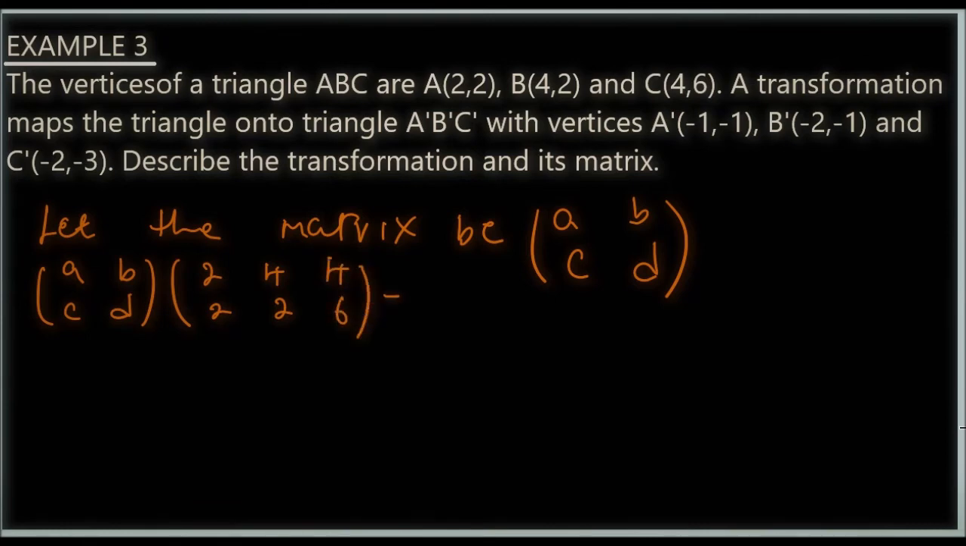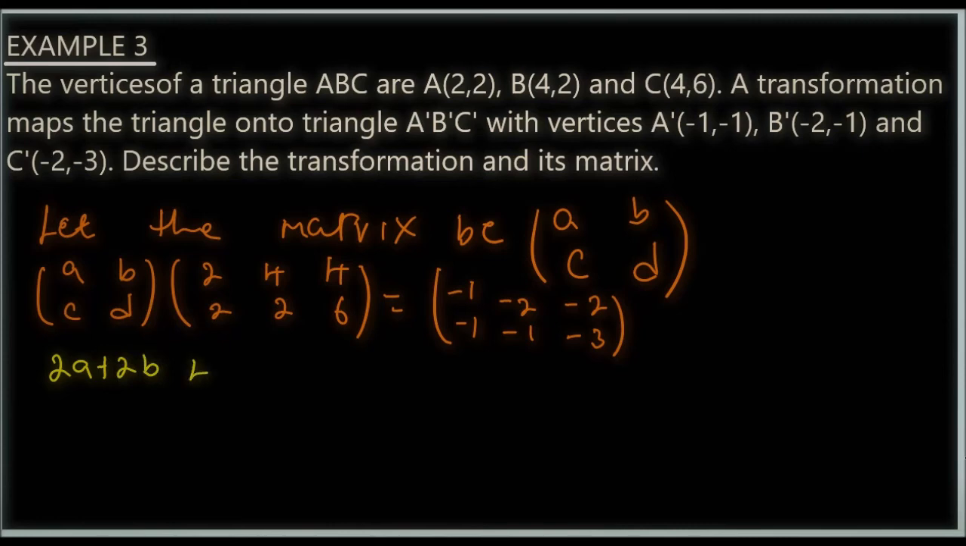You multiply, it should be equal to the matrix of the image, which is minus 1, minus 1, minus 2, minus 1, and minus 2 and minus 3. So when you multiply these two, then you should be able to get the image. So we say this is 2a, a multiplied by 2 is 2a, and b times 2, so you have plus 2b. Then we have a multiplied by 4, that will give you 4a plus 2b.